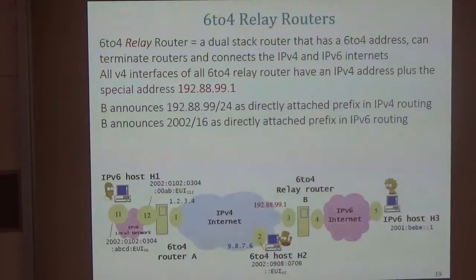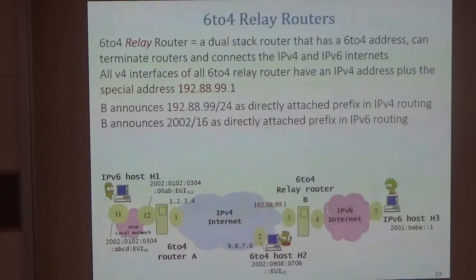So how will things work? As I mentioned, this router has this well-known IPv4 address. In the IPv4 world, this address signals that behind it is IPv6. Because if I send a packet to this address, I will reach a router that's connected to the IPv6 internet. So it means IPv6 in the world of IPv4 addresses.